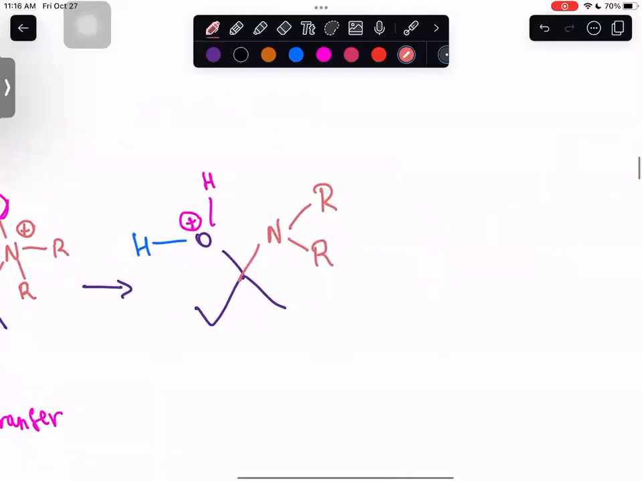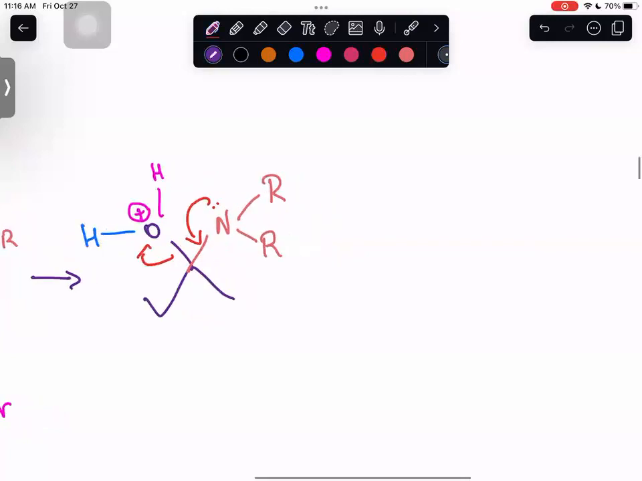Okay, so we have this guy. Now, what did we see in the previous reaction for the imine? After the transfer, what do we do? Exactly. So yeah, the lone pair goes down to make that double bond, and we kick out our water finally. So now we have this guy.